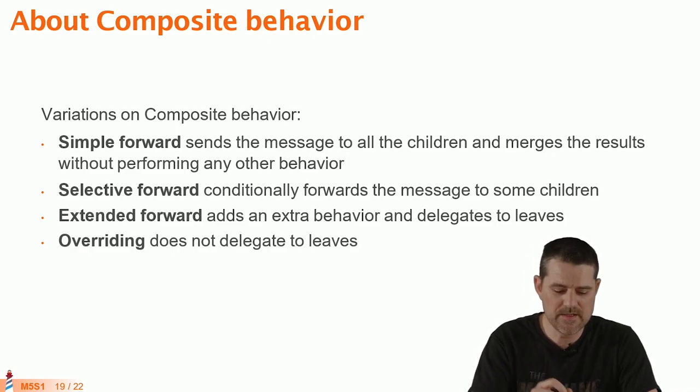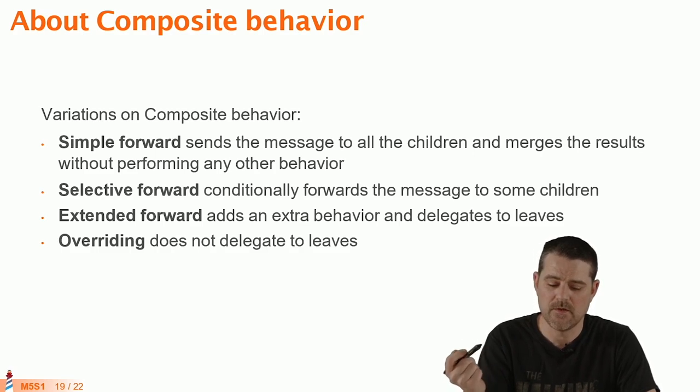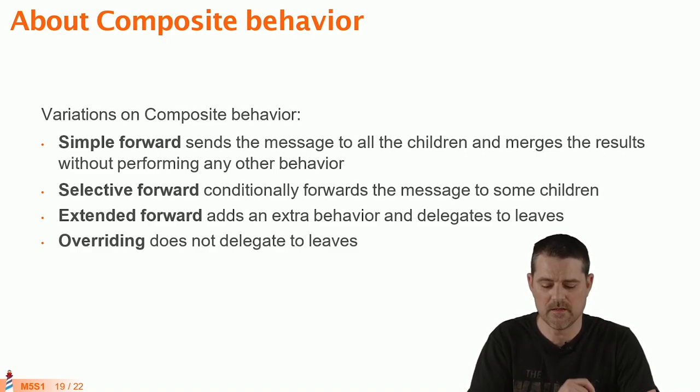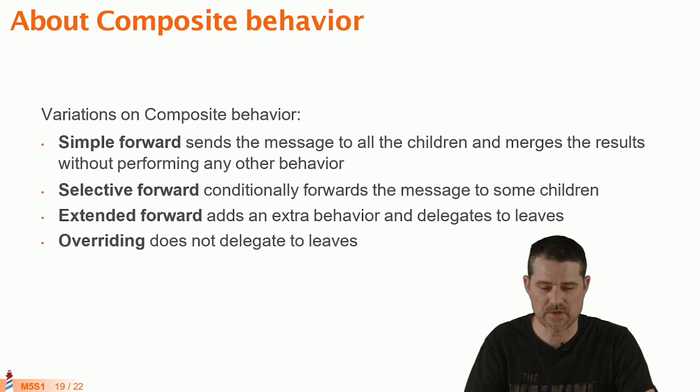We may have some different variations of the composite behavior. So far, we only saw the simple forward message send. So the composite will only forward the message to all children and merge the results without performing any other behavior. But it could also selectively forward the message to one of the children, conditionally, of course, or it can extend the behavior by adding an extra behavior and delegating to the leaves, or it can completely override the behavior of the leaves and have its own behavior.